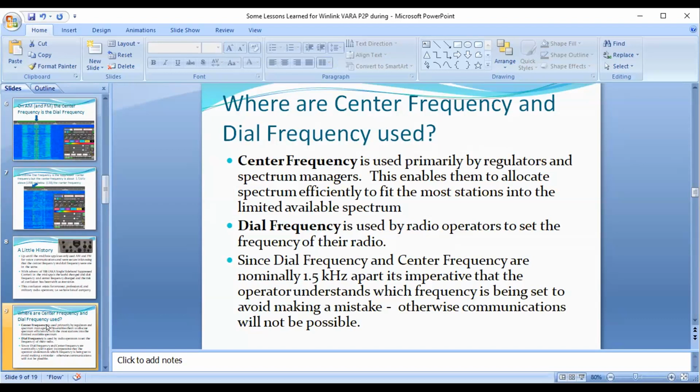So the dial frequency, however, is what is used by all the radio operators, whether they be amateurs or military or whatever. That's the frequency you set into the radio, and you set it to upper sideband or lower sideband according to what's being used on the frequency you're on. Since the dial frequency and center frequency are nominally a kilohertz and a half apart, it's imperative the operator understands which is being used to avoid making a mistake, because that 1.5 kilohertz can break the link. You aren't going to understand the single sideband, and if you're sending a Vera transmission, as we did during activity day, you'll hear a very low pitched Vera signal, but it won't be in band to be able to decode.